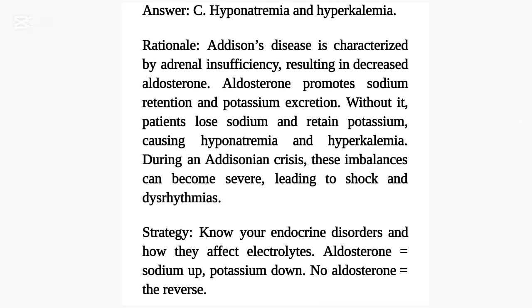Hyponatremia and hyperkalemia. Rationale: Addison's disease is characterized by adrenal insufficiency, resulting in decreased aldosterone. Aldosterone promotes sodium retention and potassium excretion. Without it, patients lose sodium and retain potassium, causing hyponatremia and hyperkalemia. During an Addisonian crisis, these imbalances can become severe, leading to shock and dysrhythmias. Strategy: know your endocrine disorders and how they affect electrolytes. Aldosterone equals sodium up, potassium down. No aldosterone, the reverse.